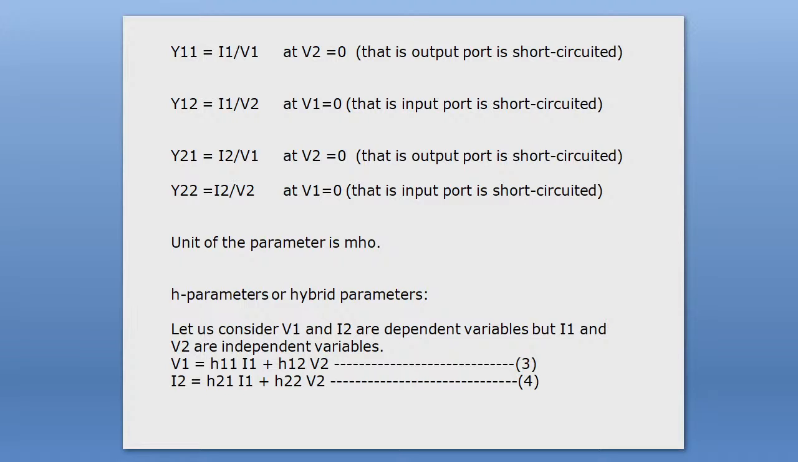Okay, and now you can calculate the values of h11, h12, h21, h22 by considering the port condition. If you want to calculate h11 value, then you can write h11 equal to v1 by I1 at V2 equal to 0. That means output port is short circuited. So you just write yourself and you tell me the expression of H11, H12, H21, H22. Okay, let me write. It's easy for you to compare the expression.